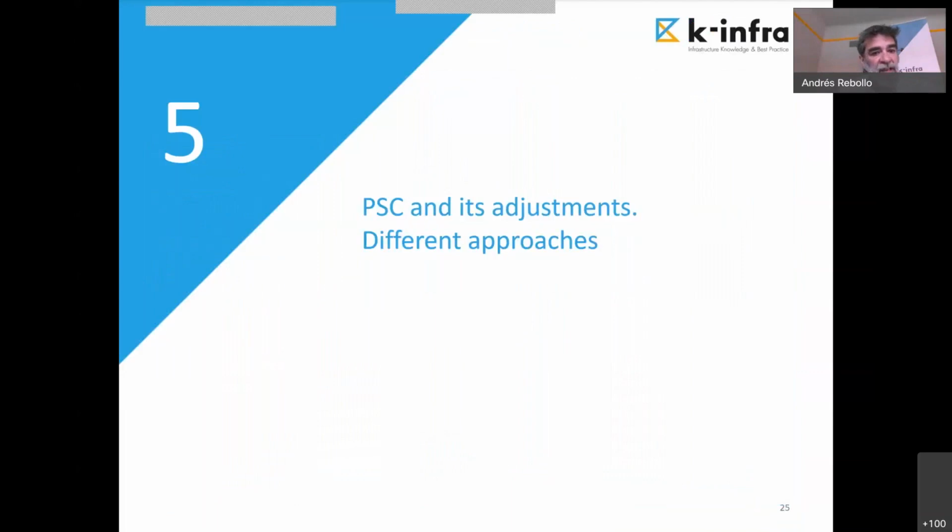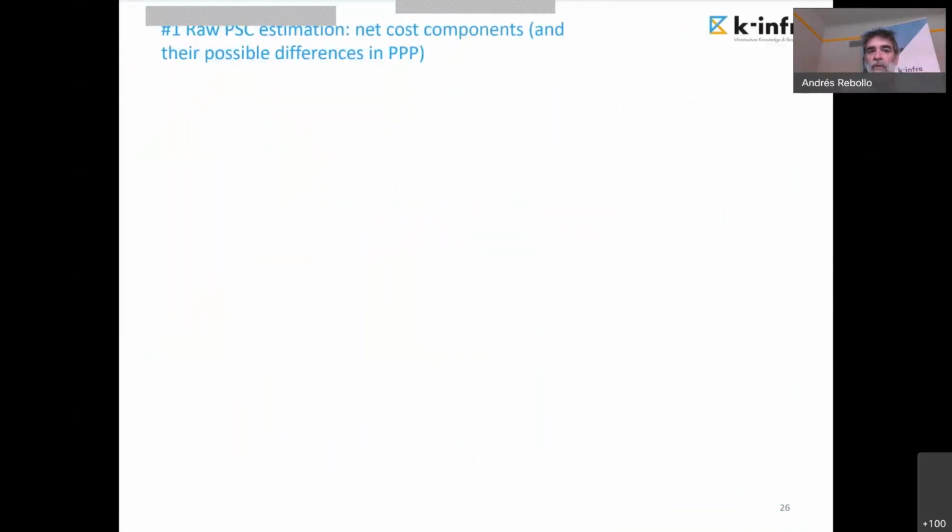Let's go to the details of the value for money assessment, public sector comparator calculations and its adjustments. So here we start discussing different approaches. Okay, the raw PSC estimation, the net cost components under possible differences in PPP. So, possible differences in the costs that I am considering in the PSC versus the PPP.